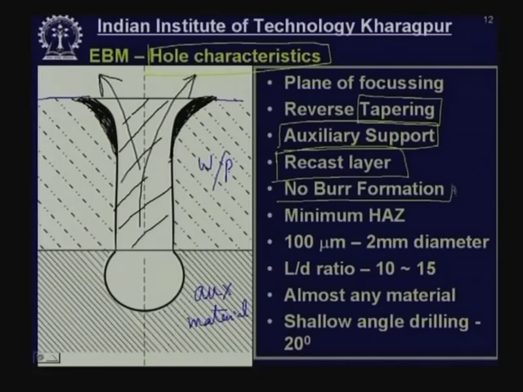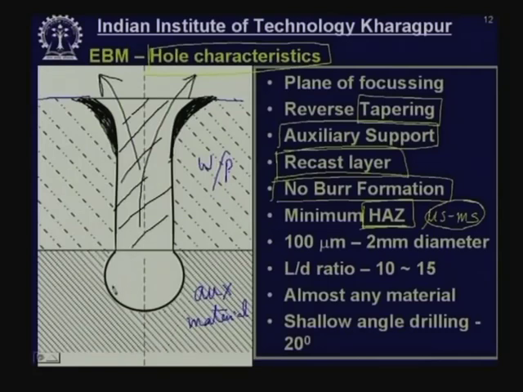Generally, in electron beam machining, there is no burr formation. As the pulse duration, as already mentioned, is microsecond to millisecond, over that small duration of time there is a minimum amount of heat affected zone. This is the heat affected zone. This amount could be very small, in tens of microns.